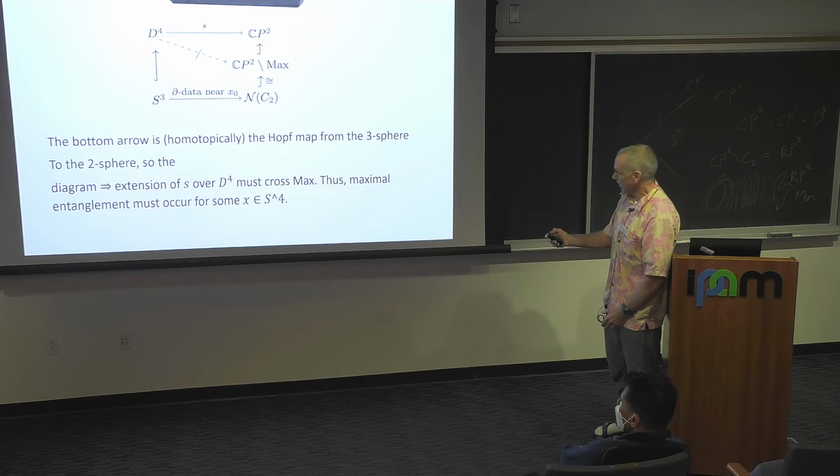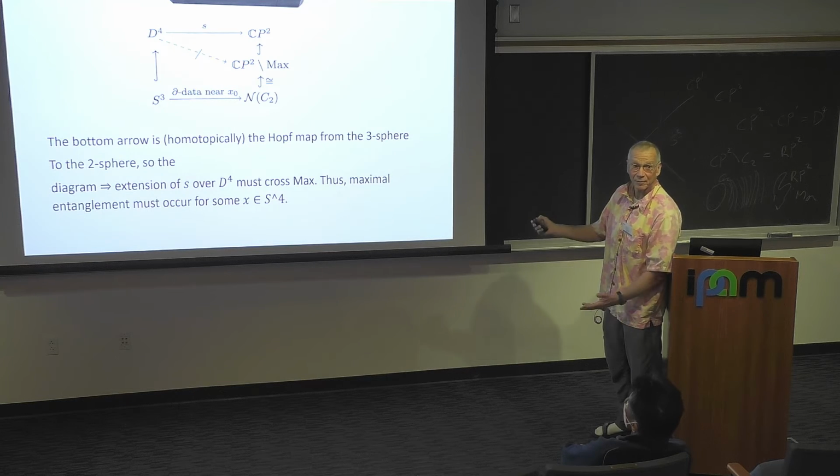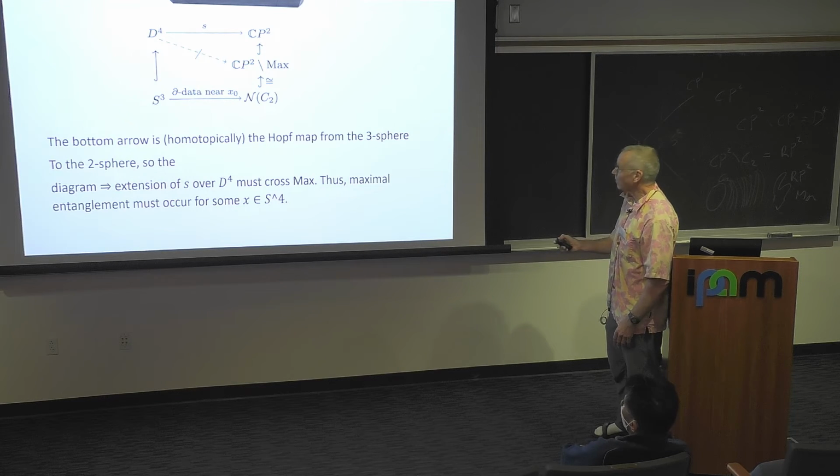In order to contract it, you have to leave this neighborhood. Leaving this neighborhood means some point in D4 must go through max. So at that point, it's maximally entangled. So in topology, we call such a diagram a compression.